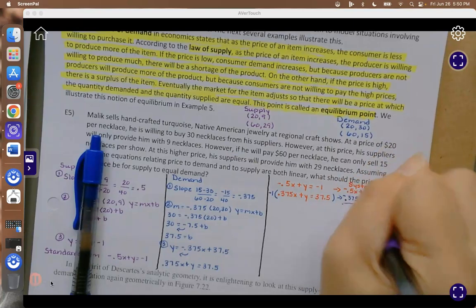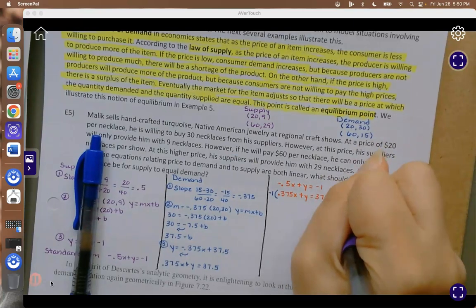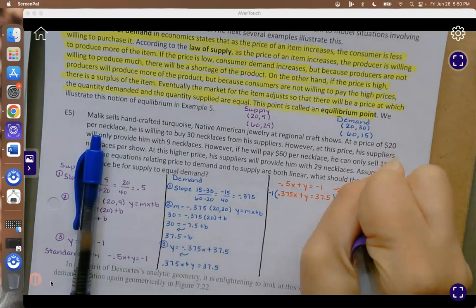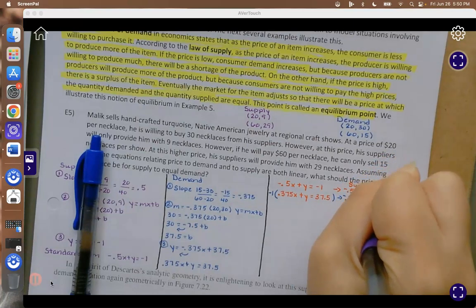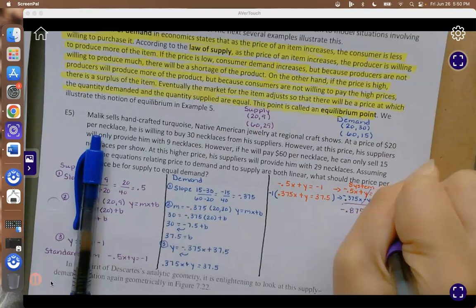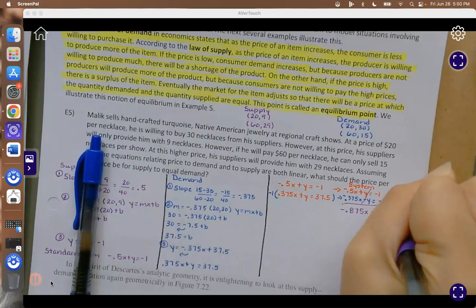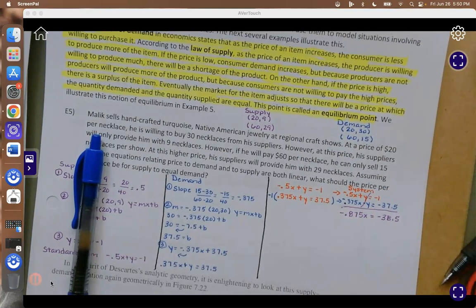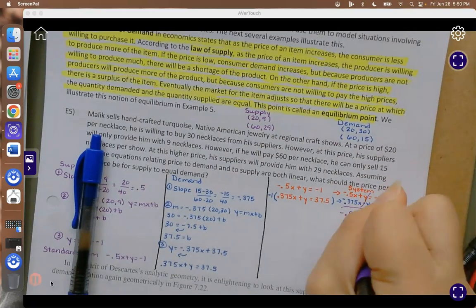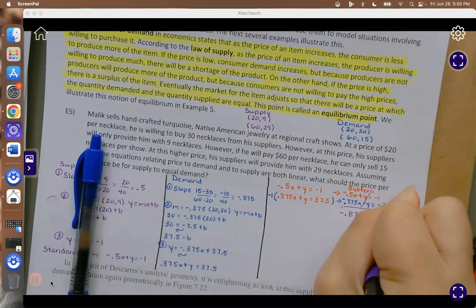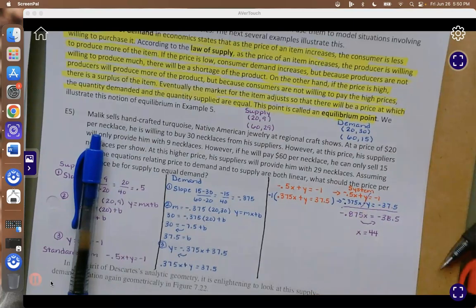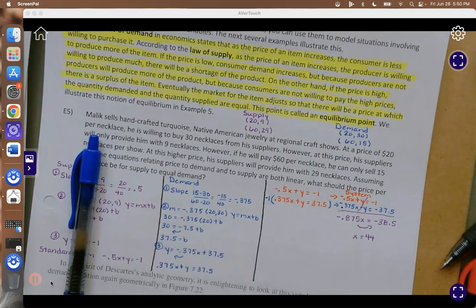Okay, so when I add those two together, let's see. So those are going to cancel. That's going to be -0.875x equals -38.5. Okay, so now we divide. X is 44. All right, so that's step 1.